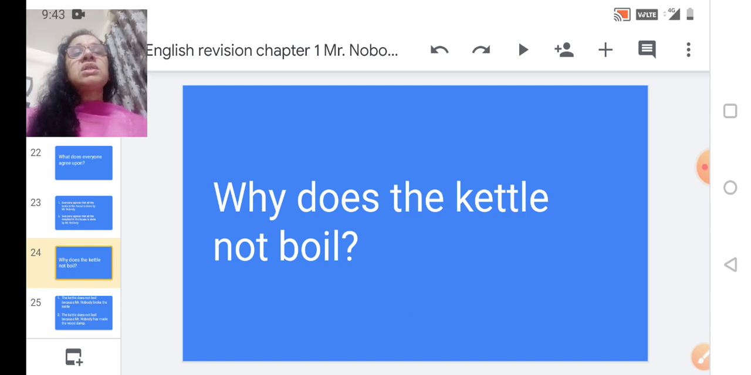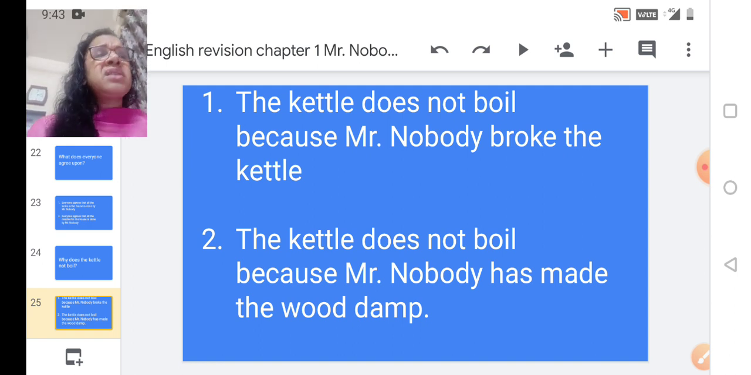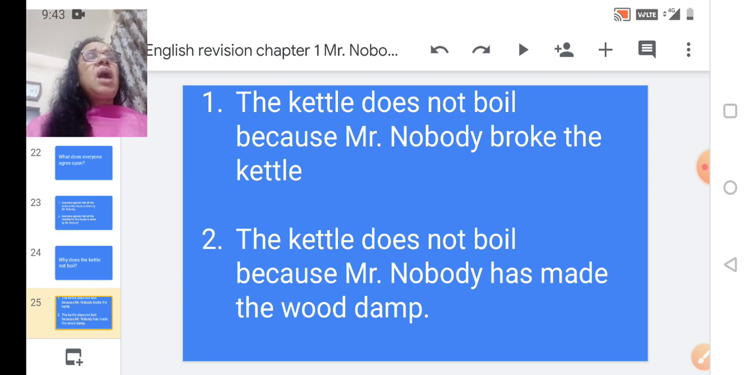Let us see what are the options given. Okay. One, the kettle does not boil because Mr. Nobody broke the kettle. Is it so? Did you read something about Mr. Nobody breaking the kettle? I don't think so. So let us see the next option. The kettle does not boil because Mr. Nobody had made the wood damp. Yes, this is the correct option.